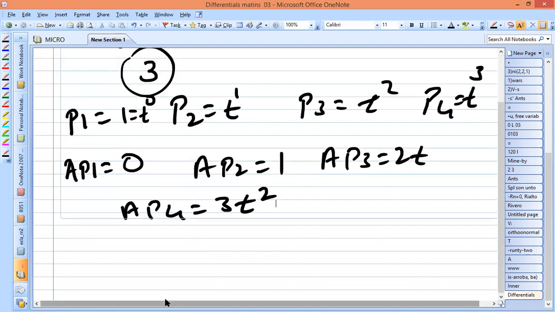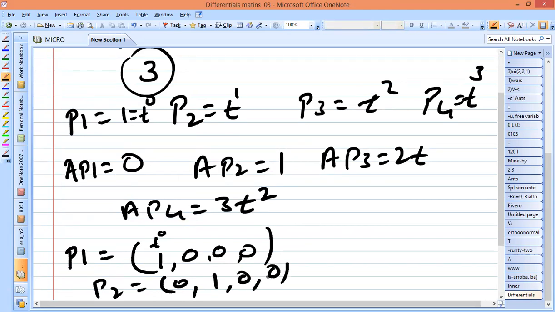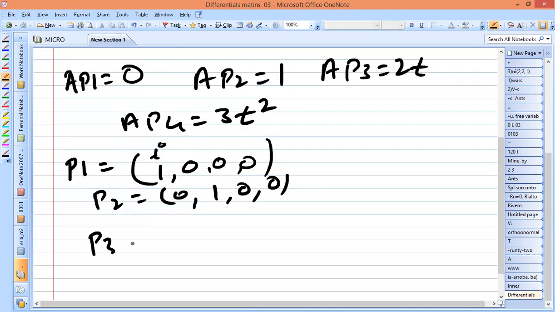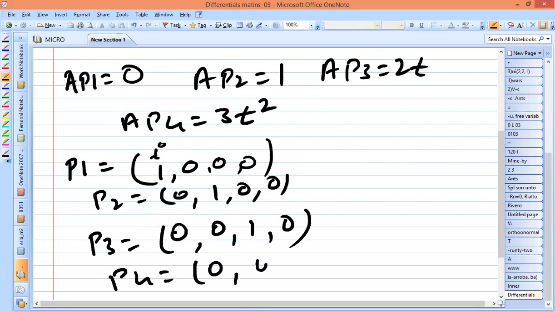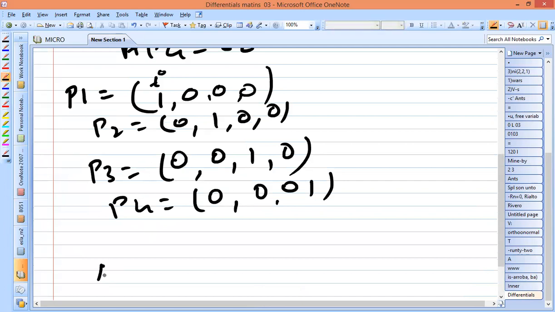Now from this we can also write the coordinate vectors. P1 has 1 only for t to the power 0, and the remaining elements are 0 up to t cubed. P2 is equal to 0, 1, 0, 0, P3 can be written as 0, 0, 1, 0, and P4 is given as 0, 0, 0, 1. After this, we went for writing the differentiation matrix. Now the differentiation matrix A can be written as follows.